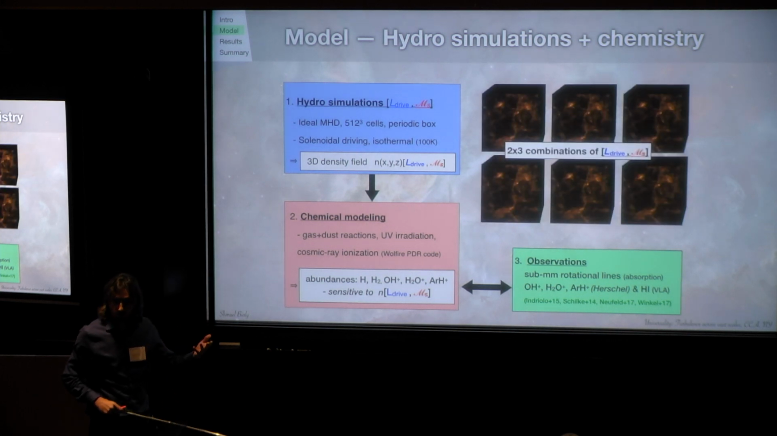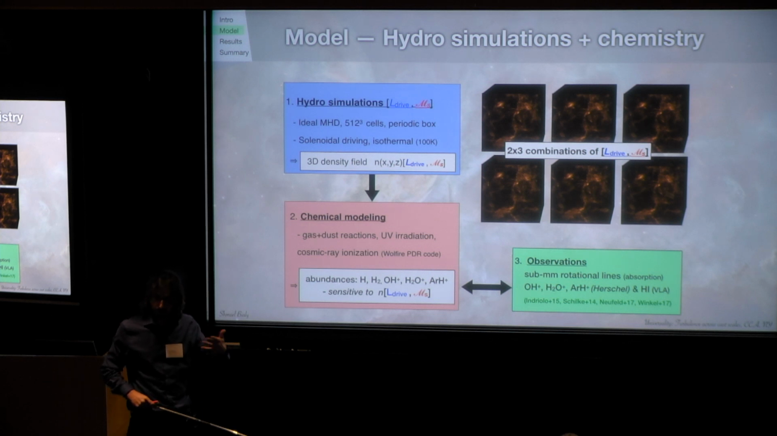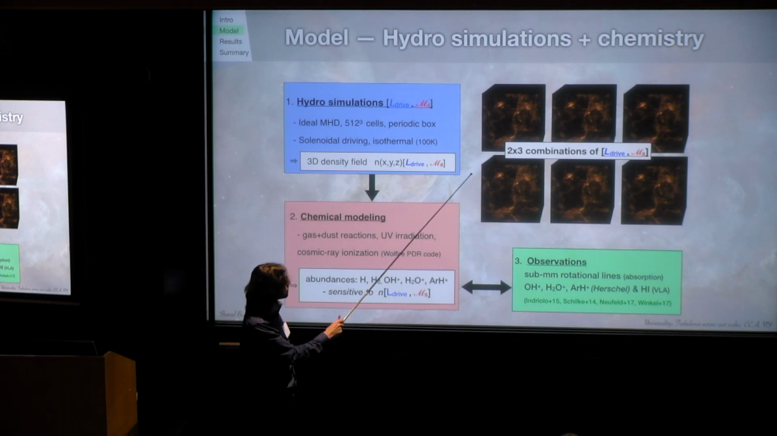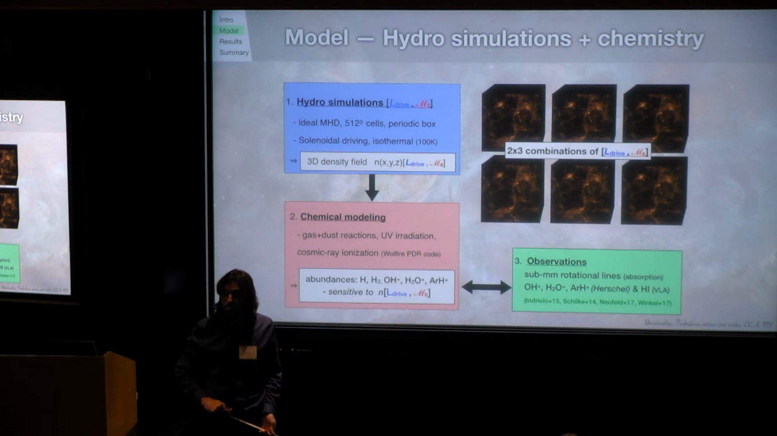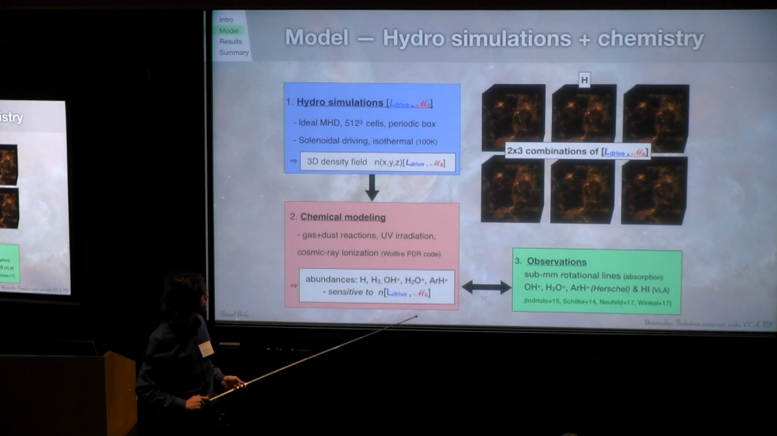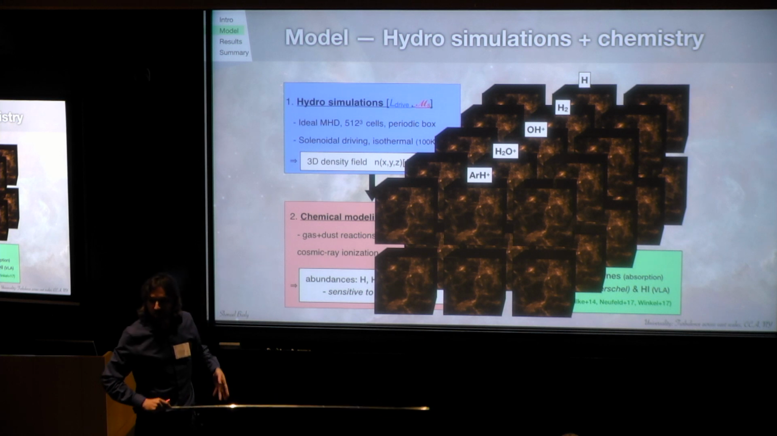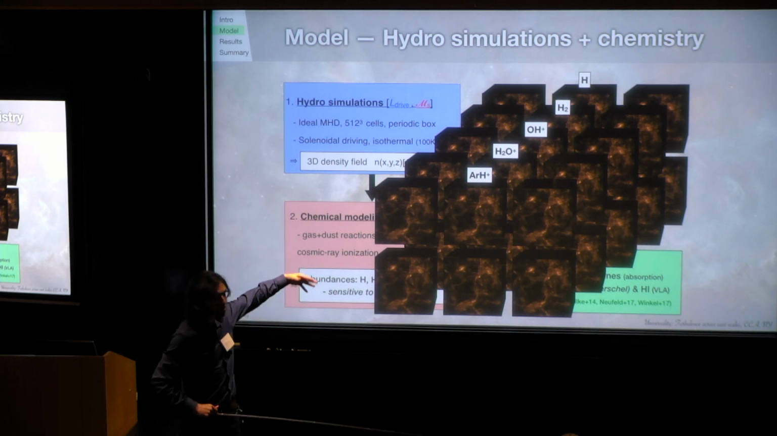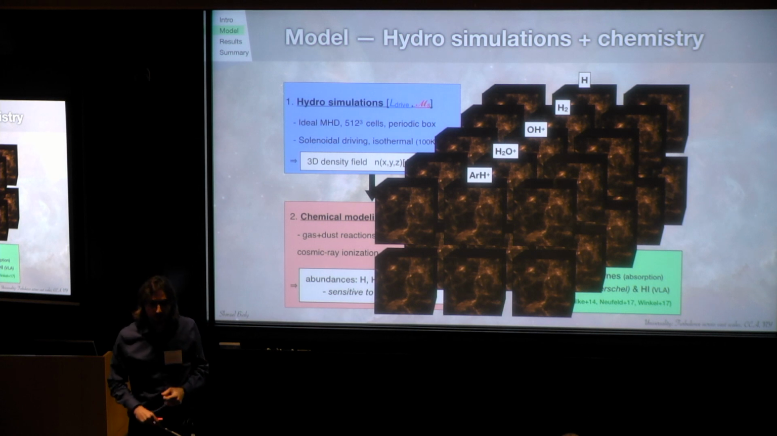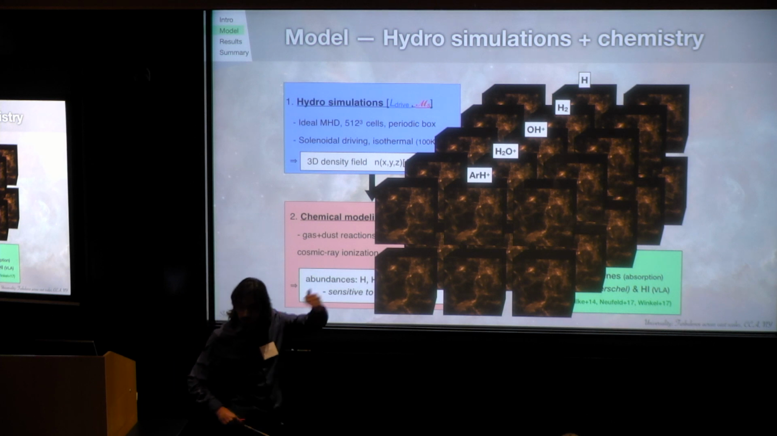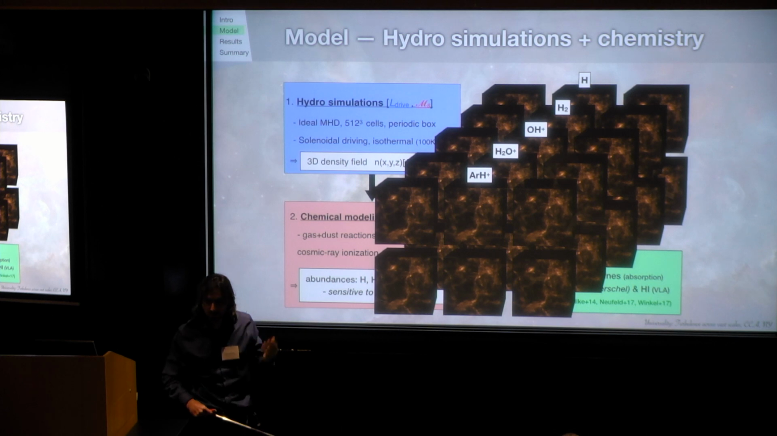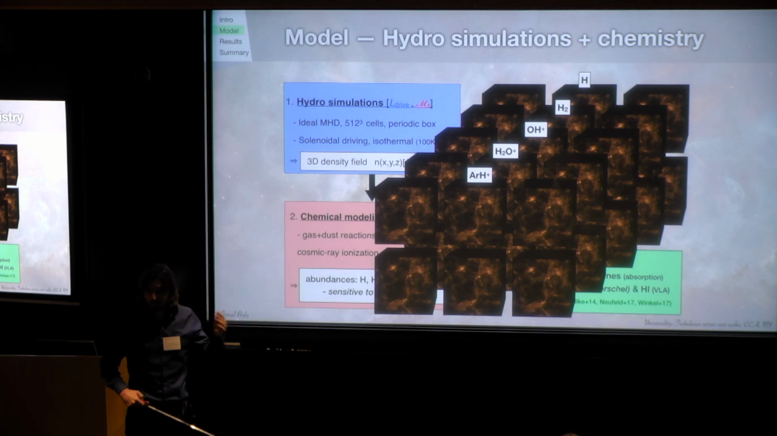Importantly, we have to run several simulations because we want to constrain the turbulent parameters. So we run 6 simulation boxes for different combinations of driving scale, L drive, and Mach numbers. So we have 6 boxes like this. And actually, I have more boxes because we have different molecules and atoms. For each of them, we calculate a map of the abundance integrated along the line of sight. We always have to integrate along one axis because that's what we see in observations. We never see the volume density of species. We always see integrated column densities.